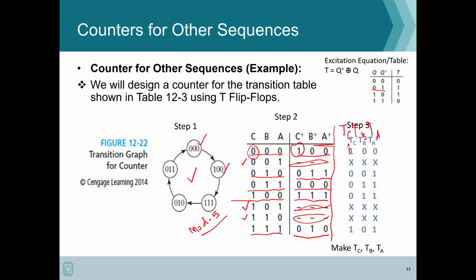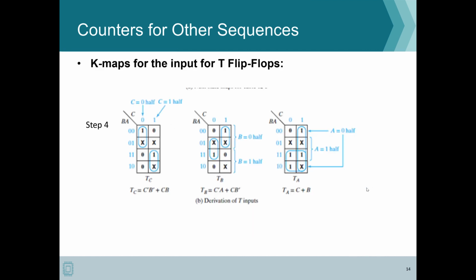And now we are going to implement 3 different K-maps for each one of them. So that's your K-maps for each of your expressions, TA, TB, and TC. And we actually get these equations.